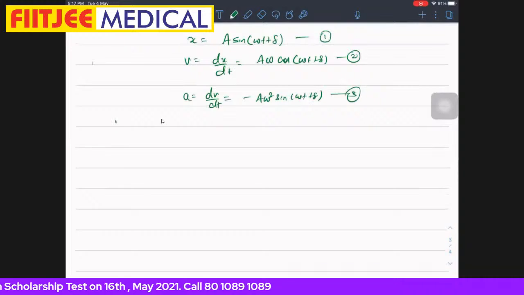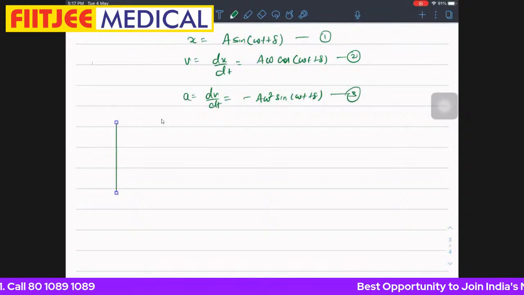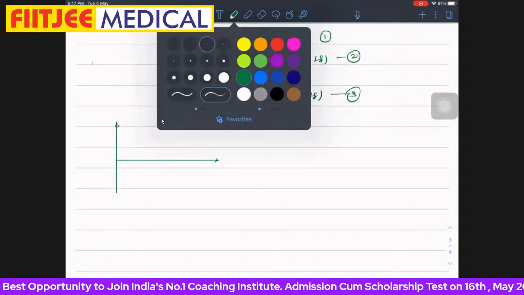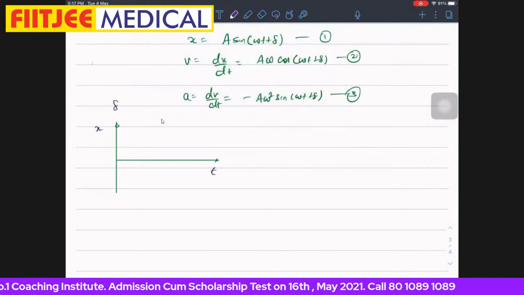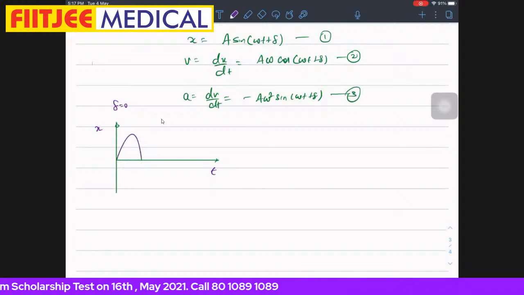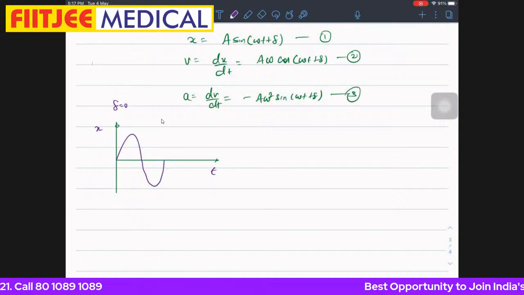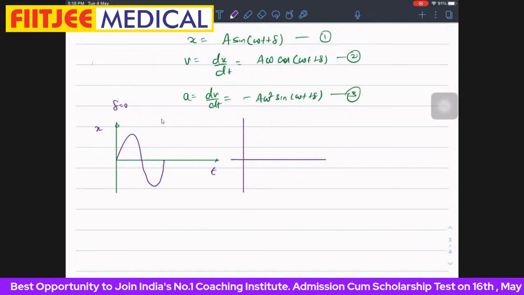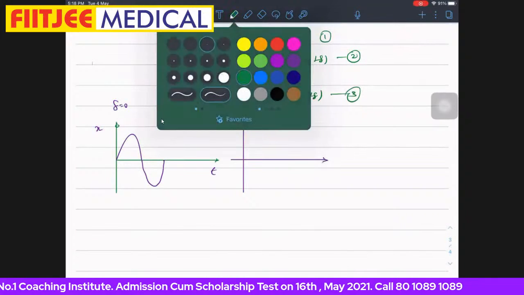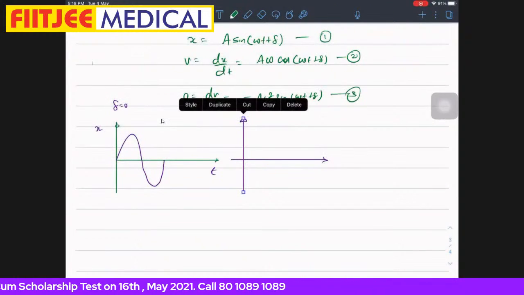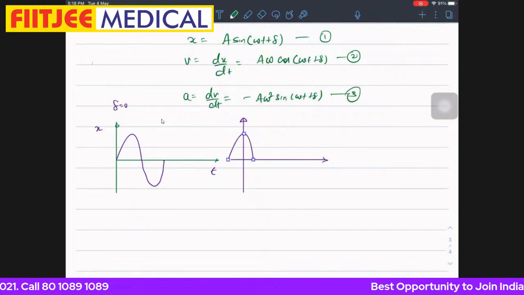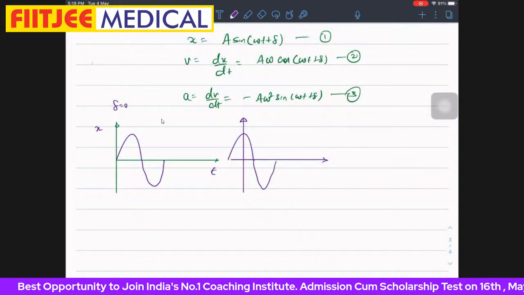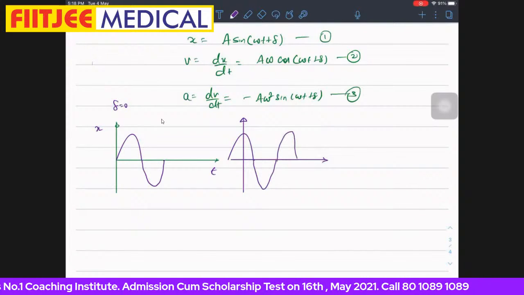If we draw the diagram for each with respect to time, suppose I am drawing position with respect to time for delta equals 0. Motion will start from the mean position. This way it will go. If I draw the velocity-time graph for the same delta equals 0 and the same particle, see, a cos term is involved, so motion will start from the maximum and it will keep on happening in this manner.